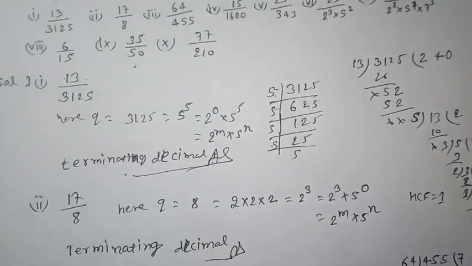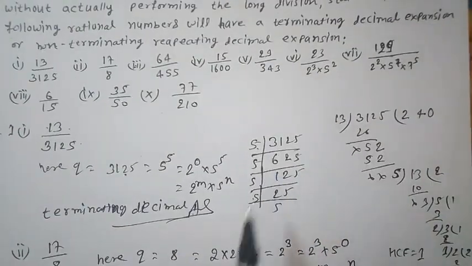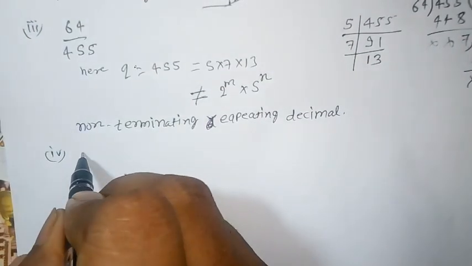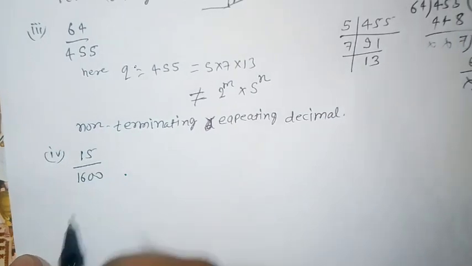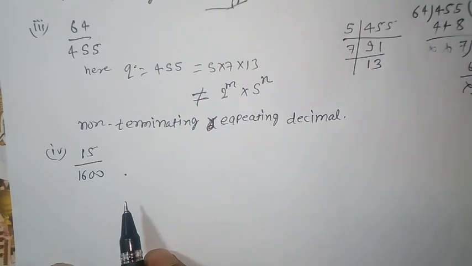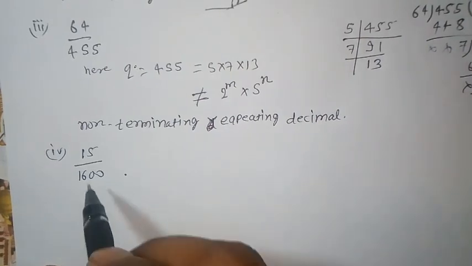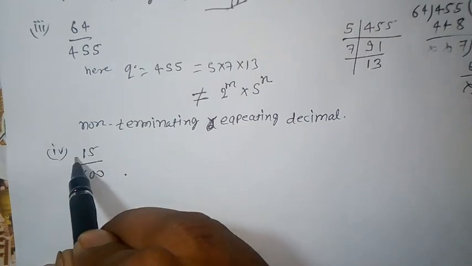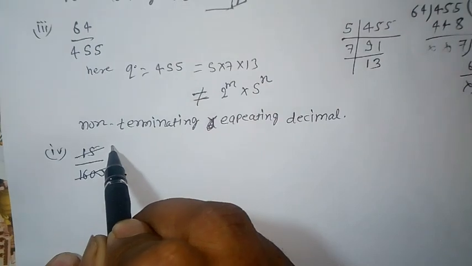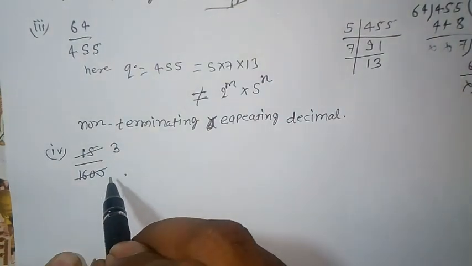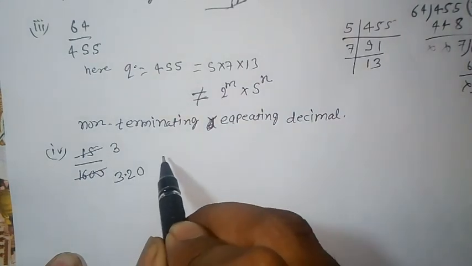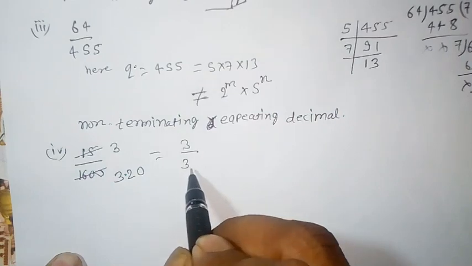Question number 4. 15 by 1600. When I find HCF of this number, the HCF of 15 and 1600 is equal to 5. So I divide 15 by 5, 5 3 15, and 1600 by 5, 5 320 1600. It is equal to 3 by 320.